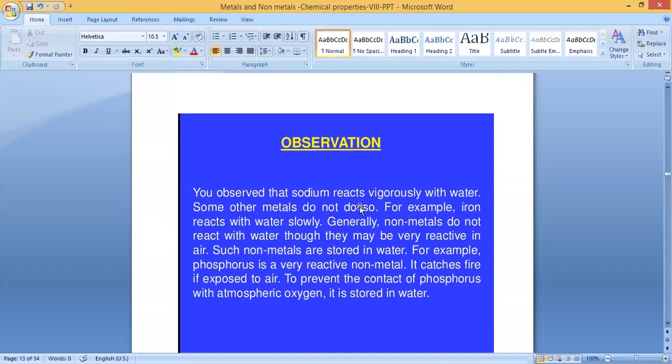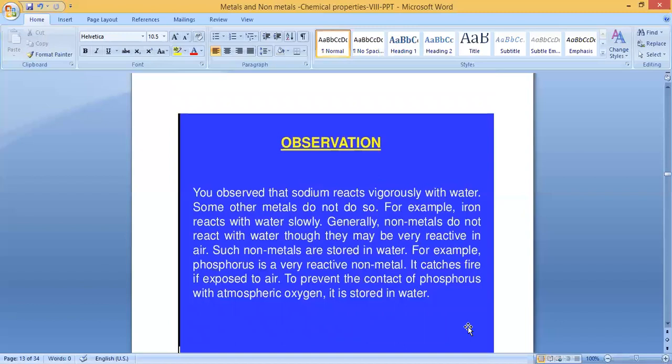You observe that sodium reacts vigorously with water. Some other metals do not do so. For example, iron reacts with water very slowly. It is also a metal, but it reacts with water slowly. Generally, non-metals do not react with water, though they may be very reactive in air. Usually the non-metals do not react with water.